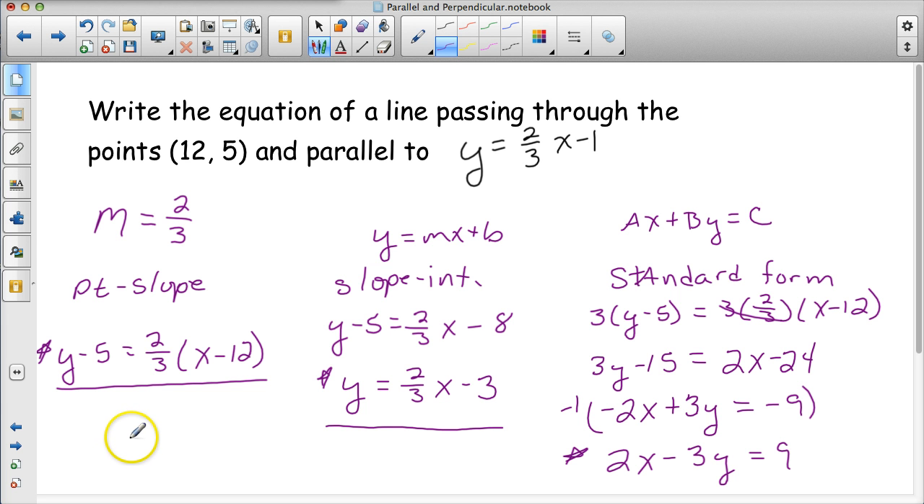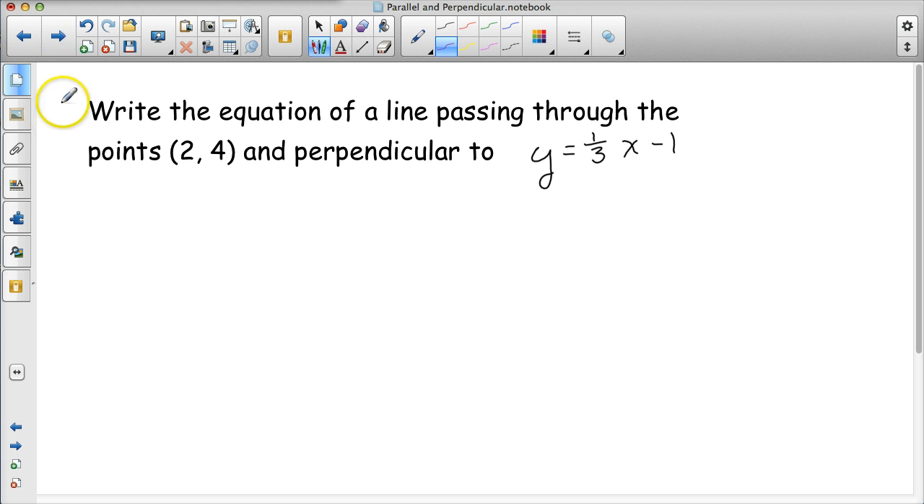Let's look at an example of writing the equation of a line perpendicular. So I want to write the equation of a line passing through the point (2, 4) and perpendicular to the line y equals 1/3 x minus 1.